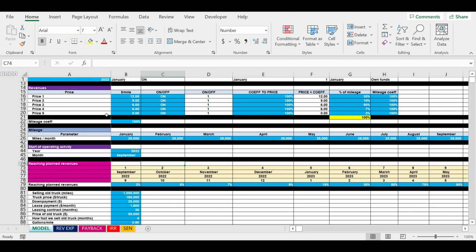Today I would like to show you the final version of the financial model of a truck. I will be going through all the inputs. I will try to show you what is important when you would like to start this type of business. I will go through the inputs from top to the bottom of this model.